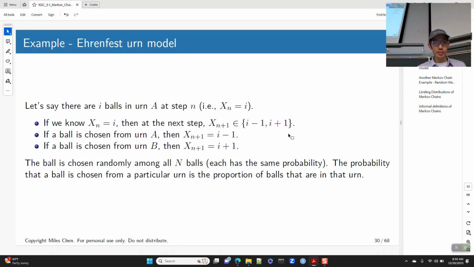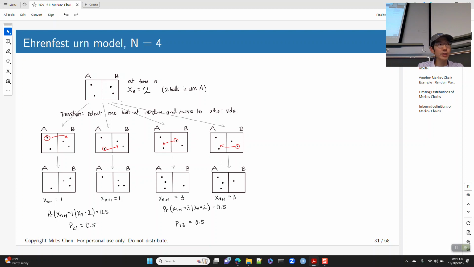And if the molecule leaves A, then at the next step, we're at i minus 1. If it comes in, we're going to be at i plus 1. The ball is randomly chosen among all of the n balls that exist in this entire system, and every single one has the same probability. So the probability that a ball is chosen from a particular urn is proportional to the total number of balls in that urn. Here is a diagram illustrating, let's say we had a total of 4 molecules, just to keep it simple.